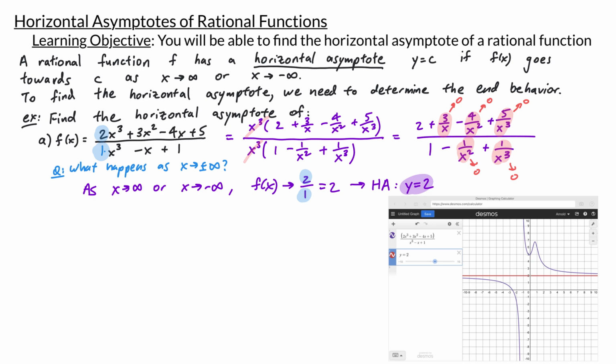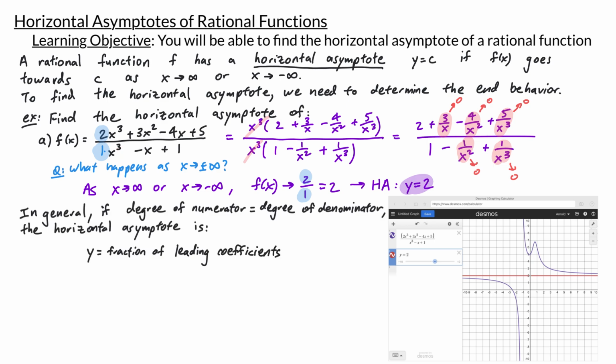And it turns out this pattern will hold true as long as the numerator and denominator have the same degree. So in general, if the degree of the numerator is equal to the degree of the denominator, then our horizontal asymptote is always going to be y equals the fraction of the leading coefficients. Knowing this pattern will help save us some time. Let's use this in our next example.